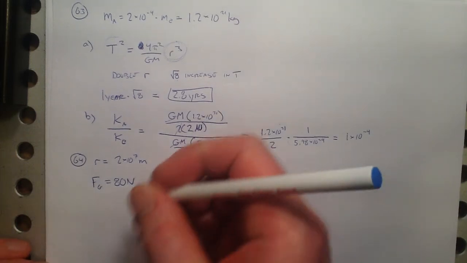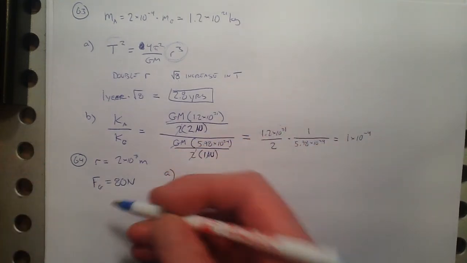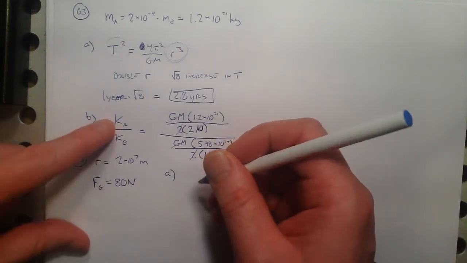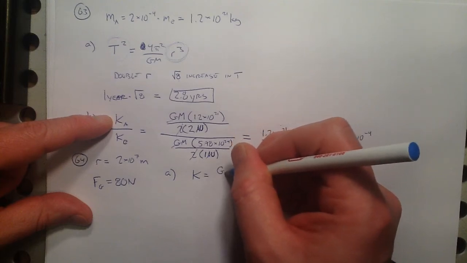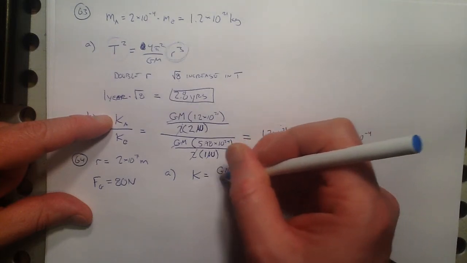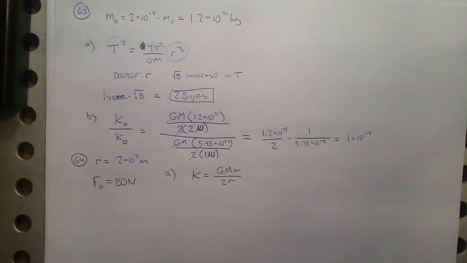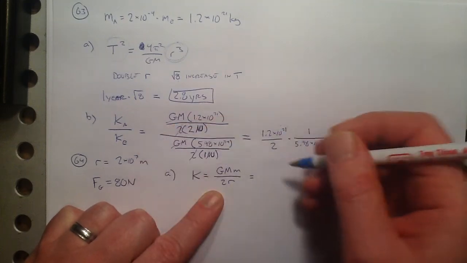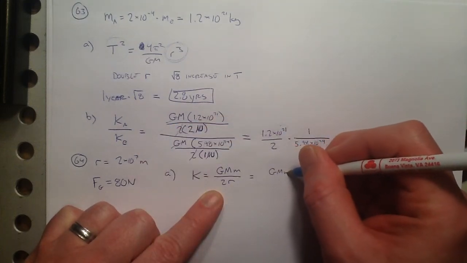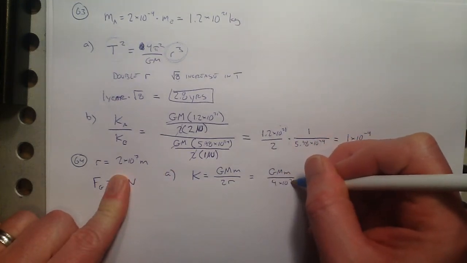So let's see if we can deal with A first. They want to know what is the kinetic energy? It might seem like we just don't have enough information here. But let's see. Kinetic energy is equal to GMM over 2R. And what I do know is what the R is. So that's GMM over 4 times 10 to the 7th.